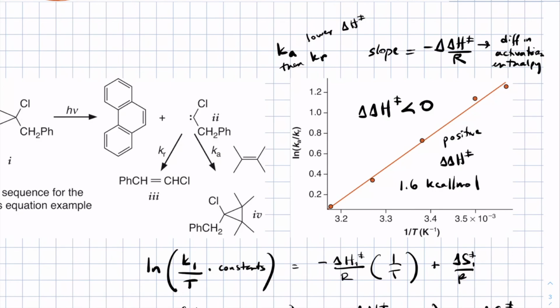So in this case, we conclude that the addition is the fast one, and it's faster because of lower activation enthalpy. And that's interesting because you can attribute activation enthalpy to, say, favorable interactions in the transition state or stronger bonds forming in the transition state. And so you can get a better idea of what the mechanism is. All right, so that's it.